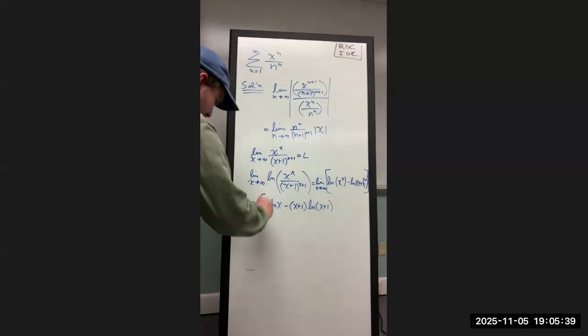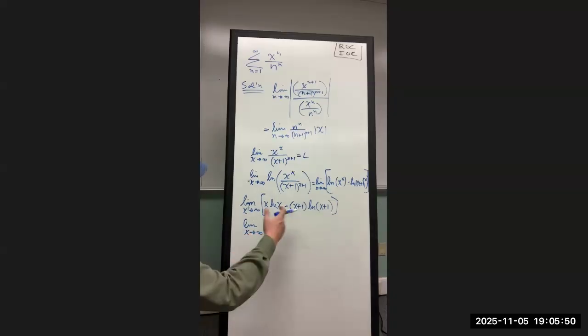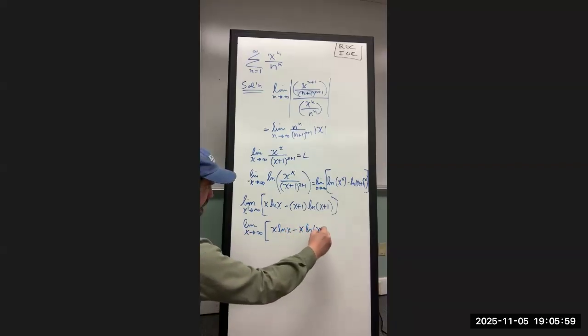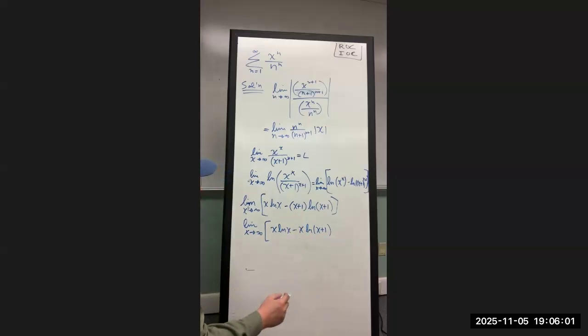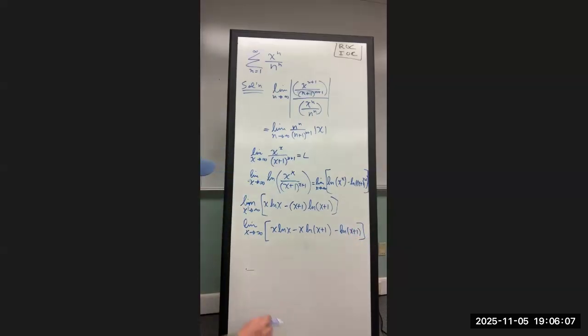And now what will we do? We will break it up and gather like terms. So I have an x natural log of x minus x natural log of x plus 1, and then we'll have a minus natural log of x plus 1. So let's see if we can do some algebraic maneuvers here. Pull an x out.